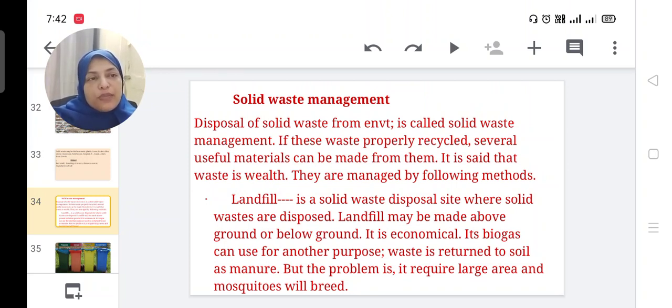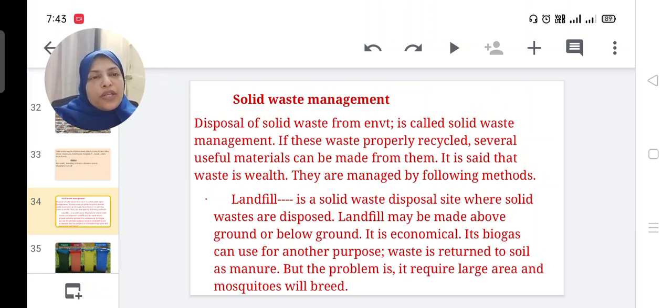They are managed by the following methods. Landfill is a solid waste disposal site where solid waste is disposed. Landfill is one of the methods. In Karaikal, there is a waste department. They are classifying waste into solid, liquid and other forms. So, they recycle every waste.